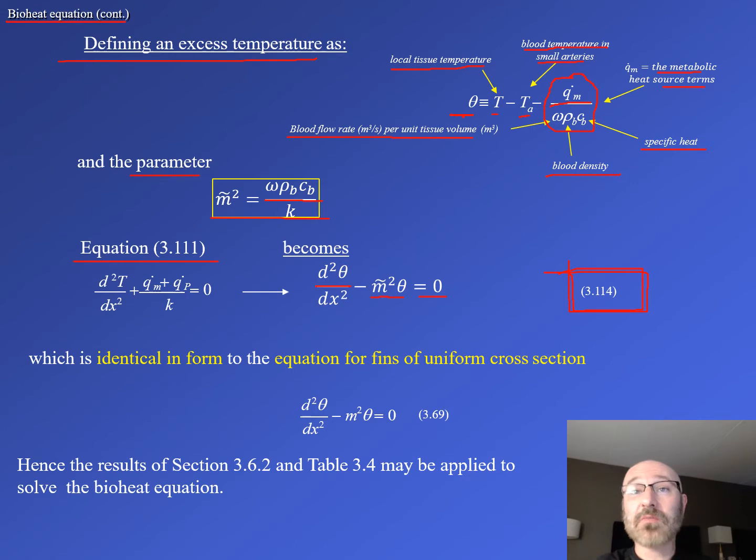Now what we can notice from this relationship here is this is identical to the equation for fins of a uniform cross-section. So if we go back earlier in our chapter to equation 3.69 in our textbook, we can see that same relationship right there. So therefore, the results that we've seen in this section 3.6.2 and that table we saw before, table 3.4, may be applied to solve the bioheat equation as well, due to the fact that equation 3.69, the equation for fins of uniform cross-section, is identical to 3.114 that we just derived here from our bioheat equation.